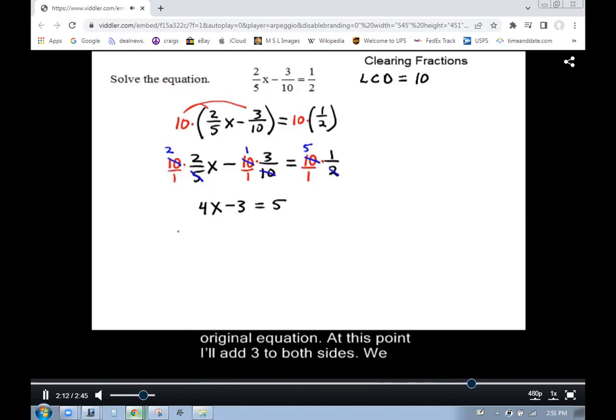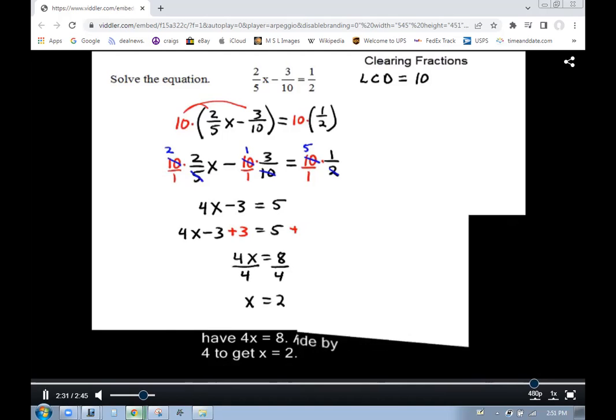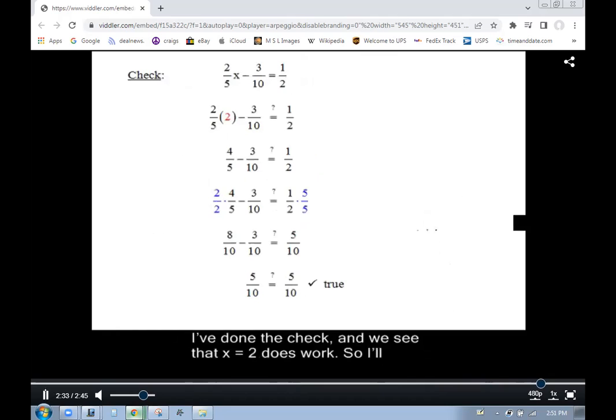At this point, I'll add 3 to both sides. We have 4x equals 8. And I'll divide by 4 to get x equals 2. I've done the check, and we see that x equals 2 does work. So I'll write the solution set as a set containing 2.